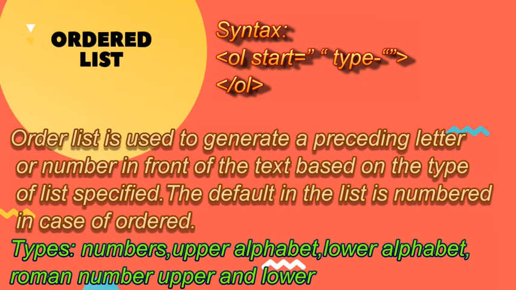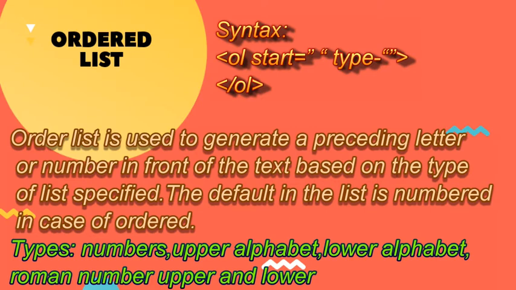We have the syntax of the ordered list as you can see in front of you. OL, start equals the number from where we want to start, and type equals the type which we want to refer to. There are different kinds of types available in HTML for a list. In order, number one is numbers, which includes 1, 2, 3.